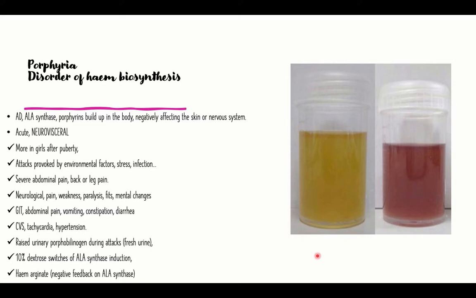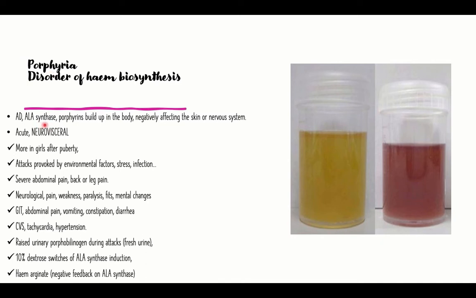Now discussing one rare disease, that is porphyria. Porphyria is a disorder of heme biosynthesis. It is one of the few conditions that has an autosomal dominant pattern of inheritance. These include familial hypercholesterolemia and porphyria. Both have an autosomal dominant pattern of inheritance.